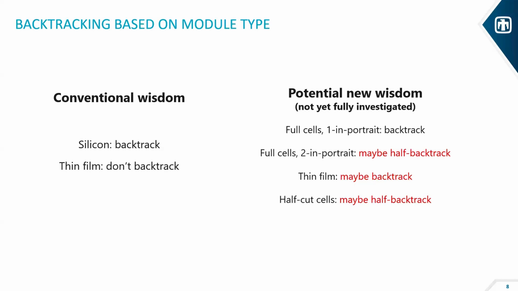Still not completely clear if that actually has overall energy benefits. And even for thin films, maybe they also should be backtracking in terms of life extension of these modules. And then we have these half-cut cells, which essentially act as 2 in portrait, and there is some potential for energy gains. The increased angle of incidence loss is going to be outweighed by the benefit of the better IV curves in that case. That's just some considerations that backtracking isn't just backtracking. It becomes technology dependent, and dependent on the layout of the cells even.